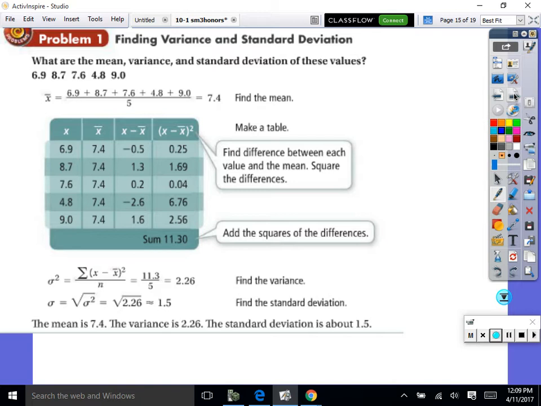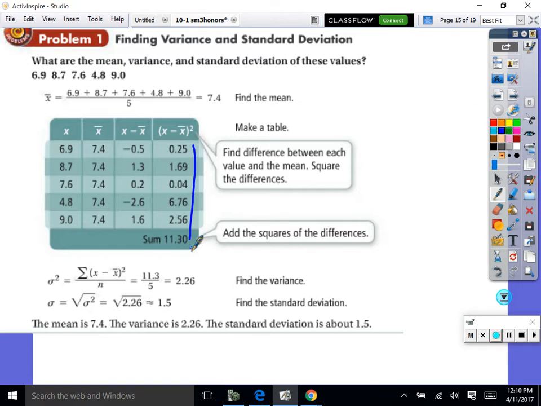Then you would sum those values up. You'd add up this lane right here. Does that make sense, the sum? You'd add up that lane, and then you would divide it by the number of terms, so divide it by 5. That would be sigma squared. So you could use that formula to do it by hand. Make sense? And then you would just square root both sides of that, because that's sigma squared, the variance. You would square root both sides and you'd get 1.5. So that would be your standard deviation.